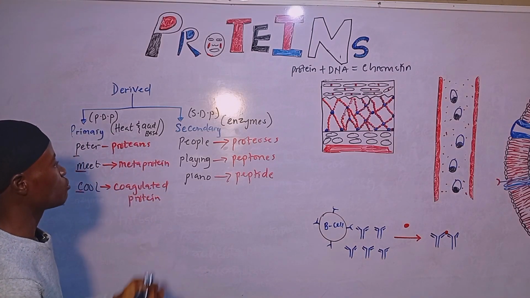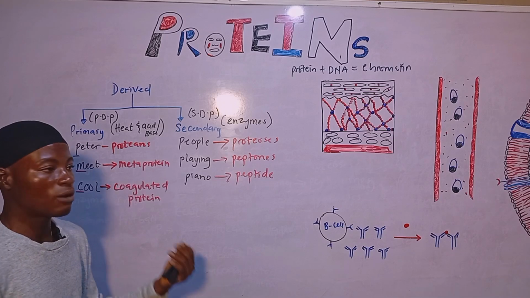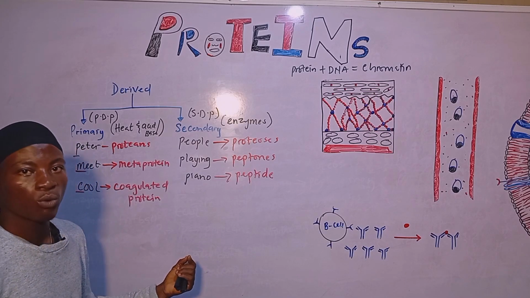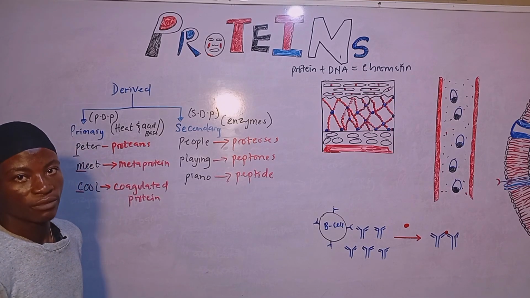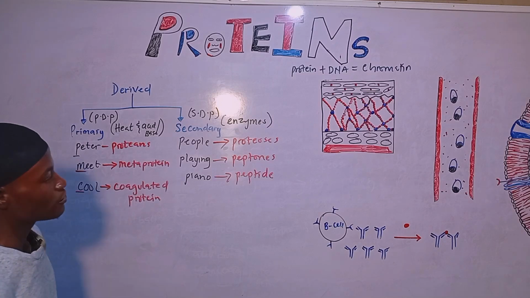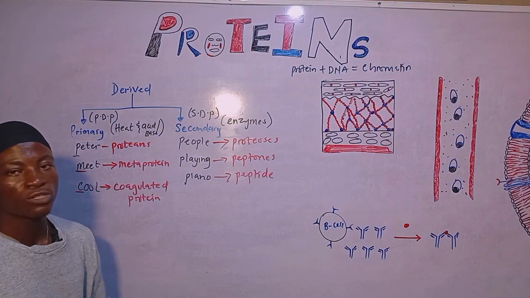The next one that we have is derived protein. It is the one obtained whenever the simple or conjugated protein undergoes hydrolysis. That is derived protein. So that is the classification of protein that we have. Now let's move to the function of protein.